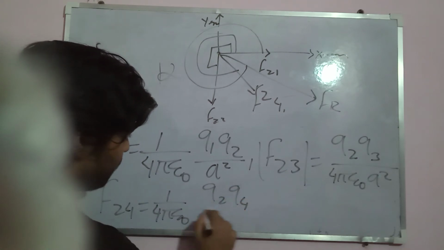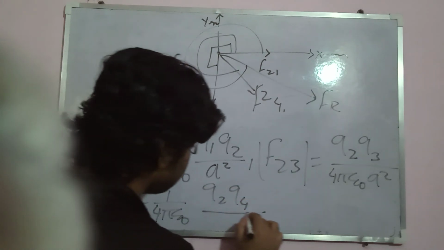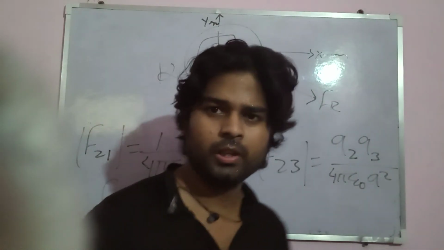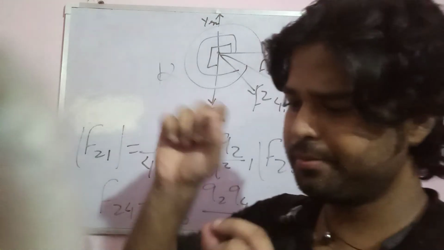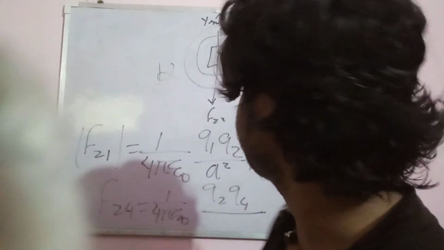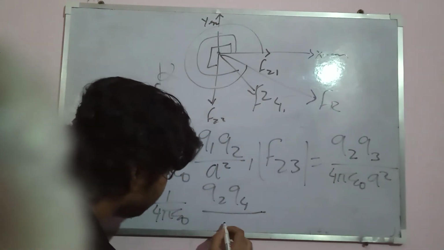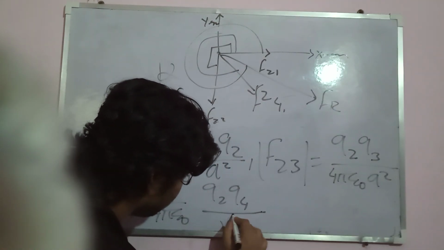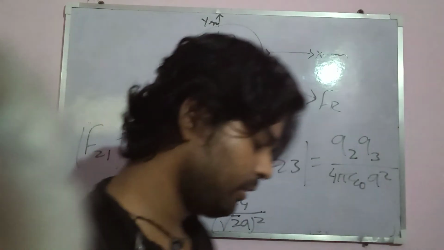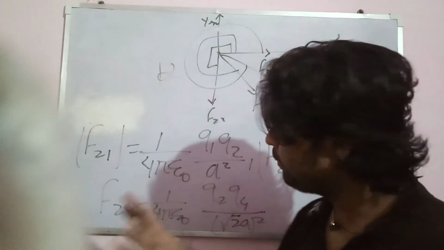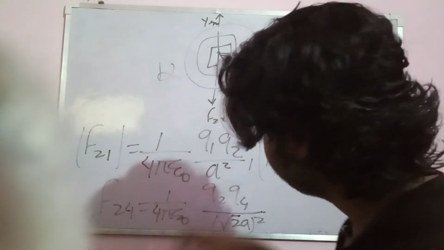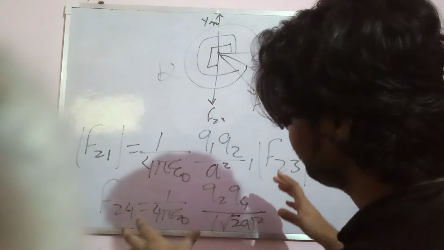by, this time not the side, because in our question, go to the question and check the distance between Q2 and Q4. That will be the diagonal of the square, so the diagonal will be root 2 a square. Understood the difference?